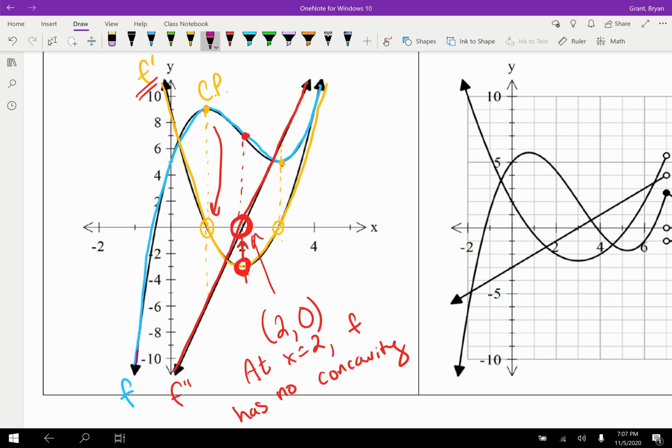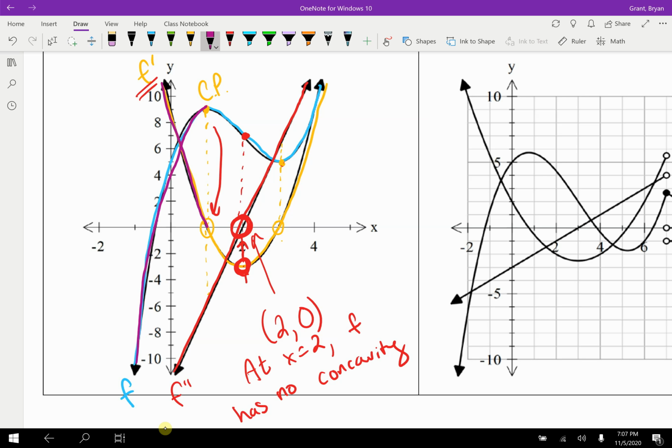Notice that my graph of f has a positive slope until here. Well, what happens on the graph of f prime? On the graph of f prime, stopping there, the graph is above the x-axis, which should make sense because the y values are positive above the x-axis, which means the slopes are positive.